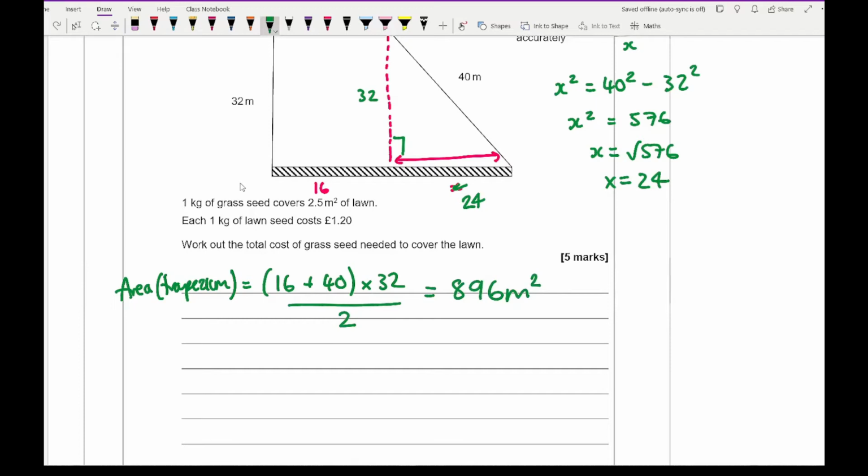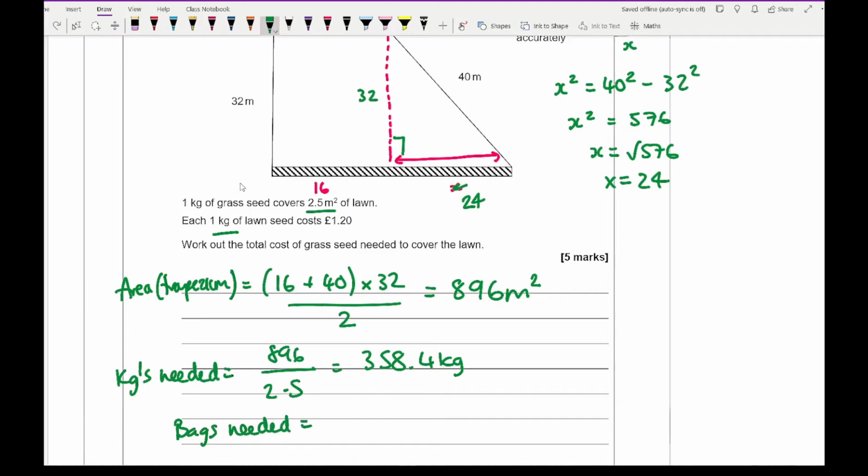I then need to know how many 1 kilogram bags I need. So in terms of the kgs needed, that's going to be 896 divided by 2.5, and that comes up to a total of 358.4 kilograms. I then need to know how many bags I need. So bags needed is going to be 359.